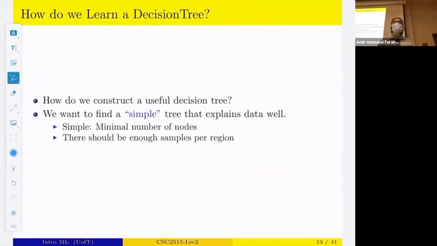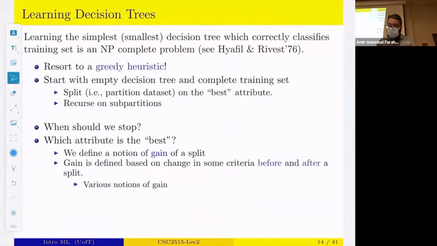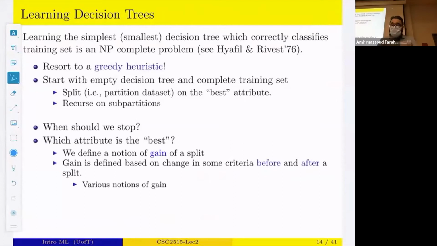The idea here is that we want to go for simple trees, and simple is a kind of vague term. One way to define it is finding the smallest decision tree which correctly classifies all the training set. But this problem is computationally expensive. It's NP-complete. So instead, we use a greedy heuristic to construct the tree. This would not be optimal, but it might work reasonably well in practice.